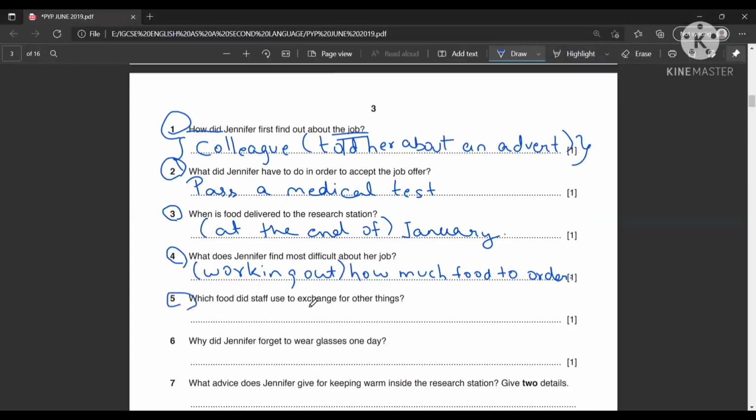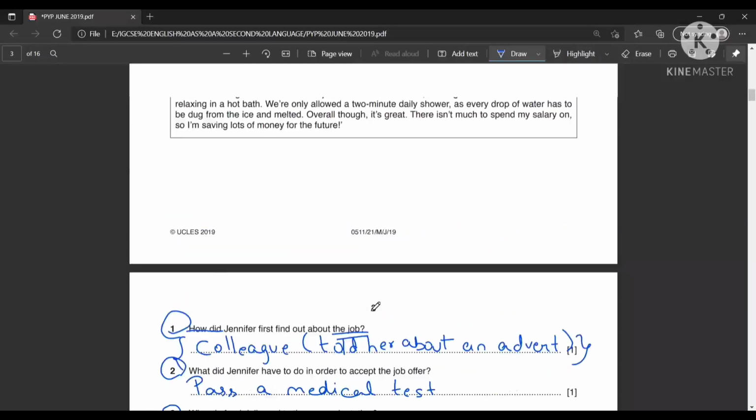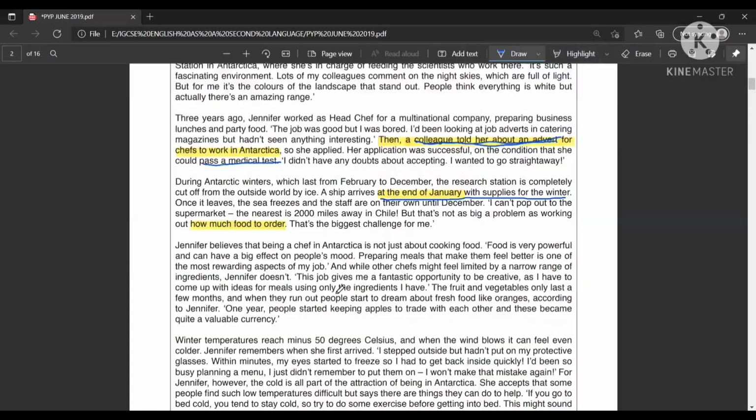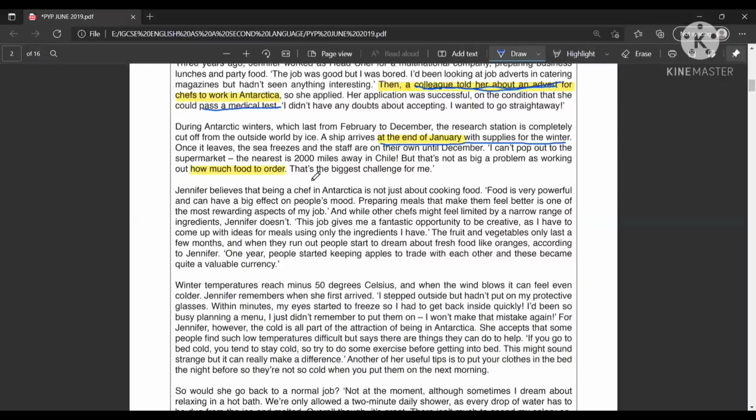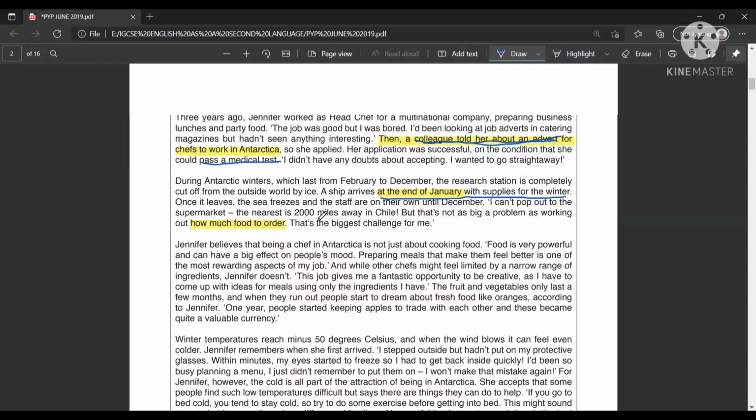Which food did staff use to exchange for other things? So let's read further, because till now we haven't read anything about foods. And always the answers are in sequence, okay? You need not go back again for the questions in sequence.